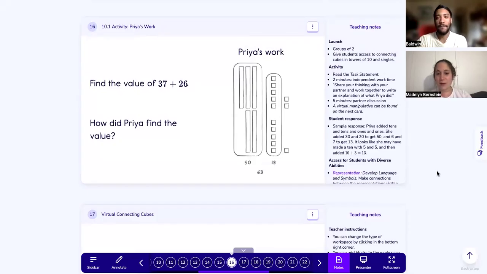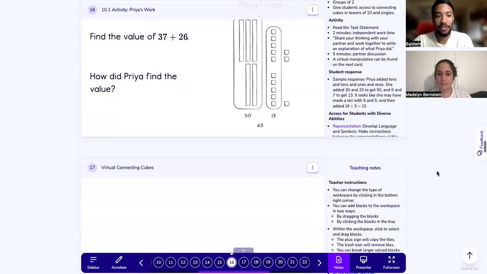Priya counted by tens. She found how many 10 sticks were in 37 and 26 and drew her tens and then counted by tens and then counted the loose ones. Good. Great work.